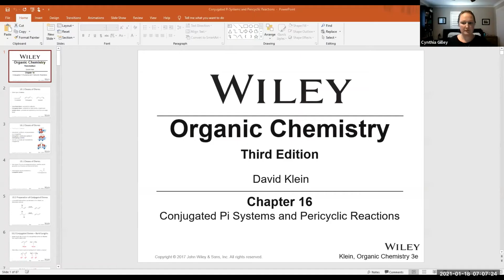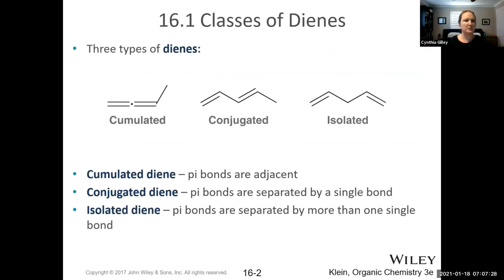Everyone, and welcome to the lecture on conjugated pi systems and pericyclic reactions. Okay, so we're going to start off by talking about the different classes of dienes.